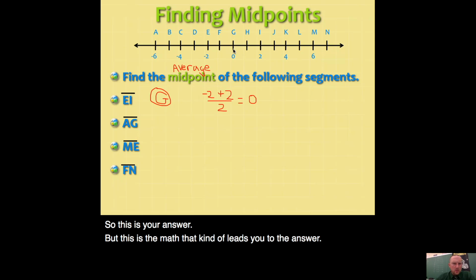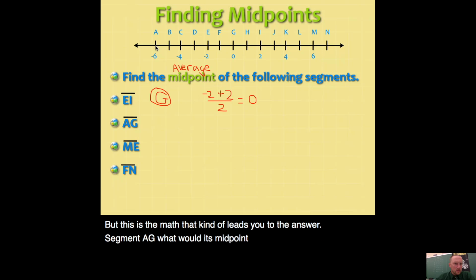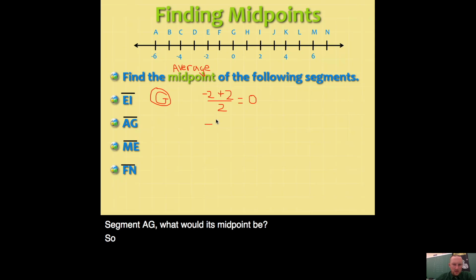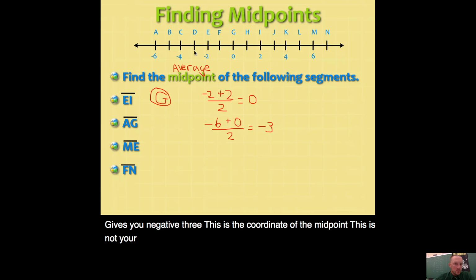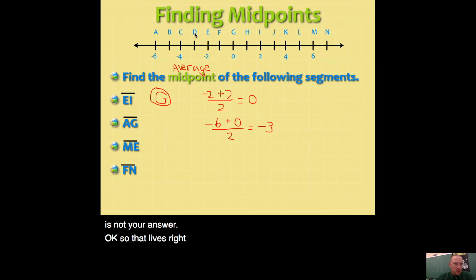Segment AG, what would its midpoint be? So we're looking at -6 as one of the coordinates, 0 as the other coordinate. We're adding them, dividing by 2. -6 plus 0 is -6, divided by 2 gives you -3. This is the coordinate of the midpoint. This is not your answer. That lives right here. What's the name of that point? Point D.